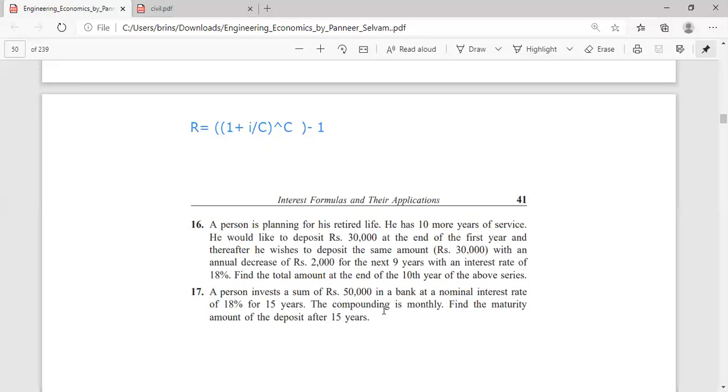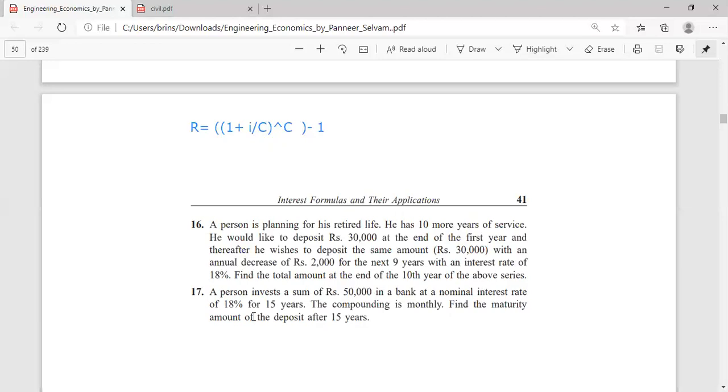And they have given you the number of years as 15. So 15 into 12, 180. So your capital N, the number of periods, will be 180. And the interest rate per period R will be 18 divided by 12. Then you can proceed with the same formula if you are following method 1.